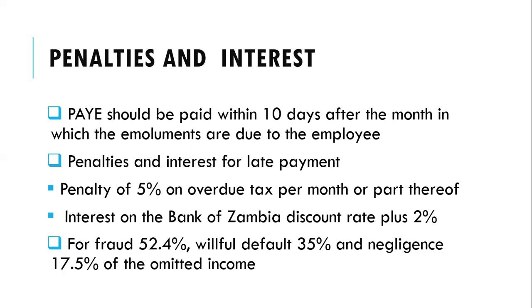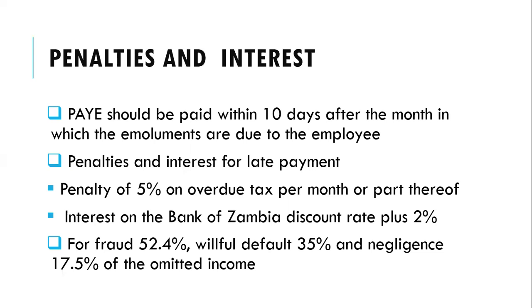Then this is just for knowledge's sake. For fraud, 54%, willful default, 35%, and negligence 17.5% of the omitted income. But this is not really examined as much. But these penalties and interest, sometimes you can be asked questions to calculate. Sometimes you're just told to explain what's the impact of not paying tax on time.